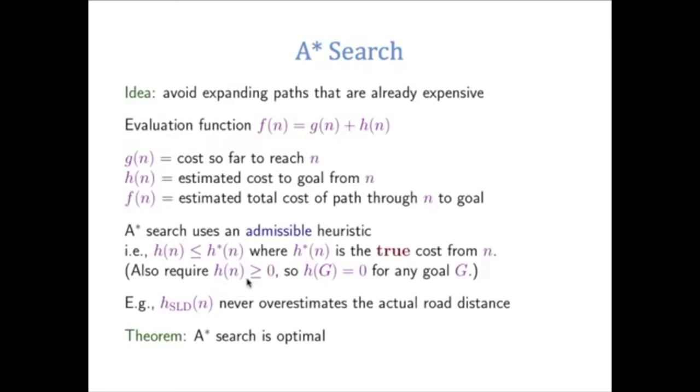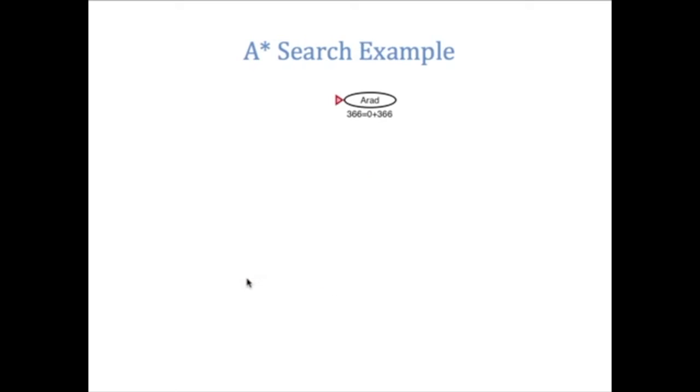It's an admissible heuristic, and you can show that A star search is optimal. I'm not going to go through the full proof, but in a little bit I'll give you a sort of intuitive notion of why that has to be the case. So let's take a look at an A-star search example, and we'll start in Arad. Our function f of n, the value is 366. Why? Because we're in Arad, so we haven't incurred any cost yet, and the estimated straight line distance from Arad to Bucharest is 366. So that's what we estimate the total cost of getting from Arad to Bucharest is going to be. So we expand that node, and we've got three nodes.